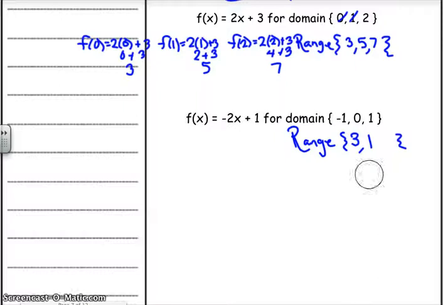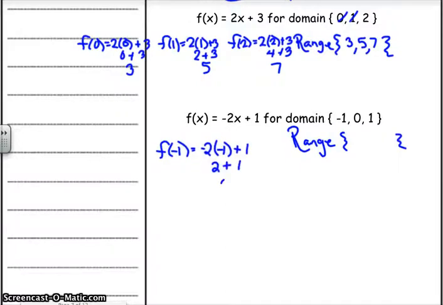But that's a strategy. You can do that, and I'm okay with that, but some kids are not going to know how to get to that point. So again, you can go the long way. I'd say my function at negative 1 is going to be negative 2 times negative 1 plus 1, 2 plus 1, 3. My function at 0, plugging 0 in. Negative 2 times 0 plus 1. 0 plus 1, 1.